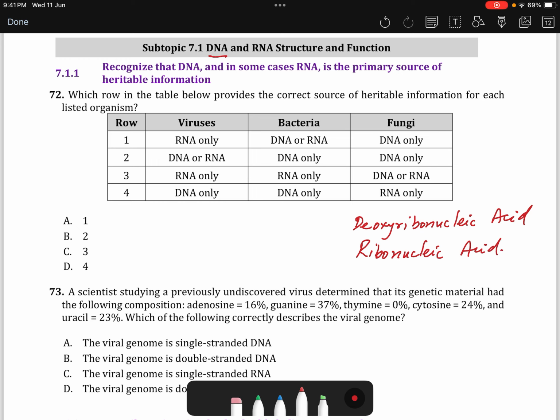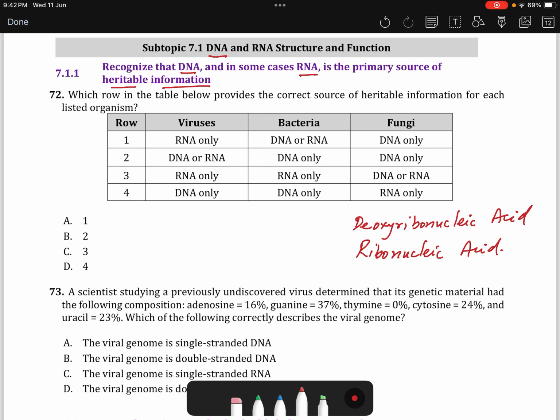KPI number 1, recognize that DNA and in some cases RNA is the primary source of the heritable information. It means that the DNA can transfer from one generation to the next generation, and it carries all the information, all the genes on it.